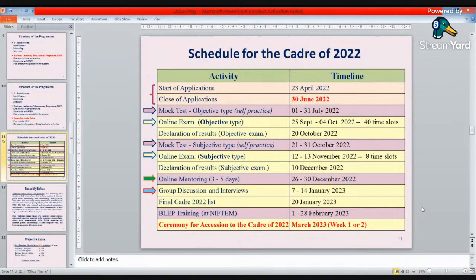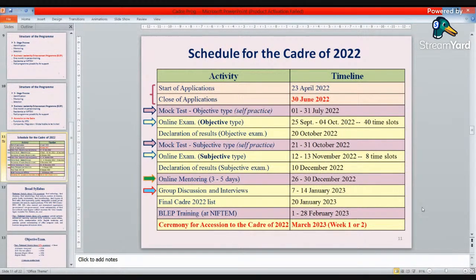The online objective exam has been spread over a period of 10 days from 25th September to 4th of October. 4 time slots per day, so you have 40 time slots to select from. You can even change your time slot if some date is not becoming convenient to you, but at least 24 hours before. Within 24 hours, you will not be able to change the time slot.